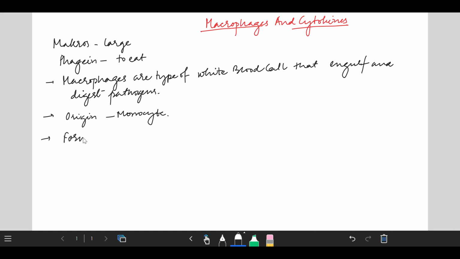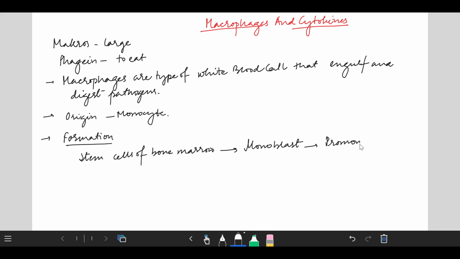Now we will see how the macrophages are formed. So the formation. Macrophages actually form from the stem cells of bone marrow. Okay, so stem cells of bone marrow form monoblast. Then monoblast after differentiation forms promonocyte. Okay, this promonocyte after differentiation forms the macrophages. Clear to you?